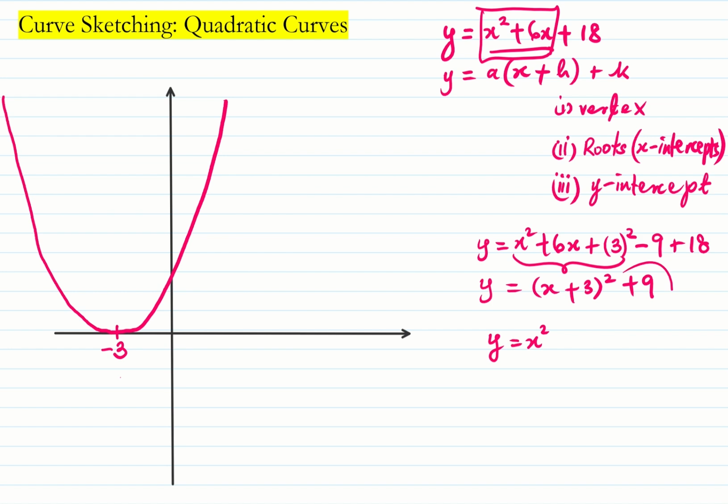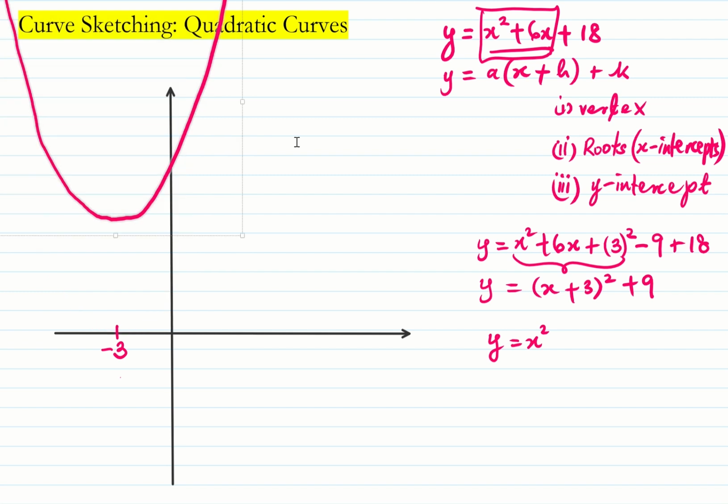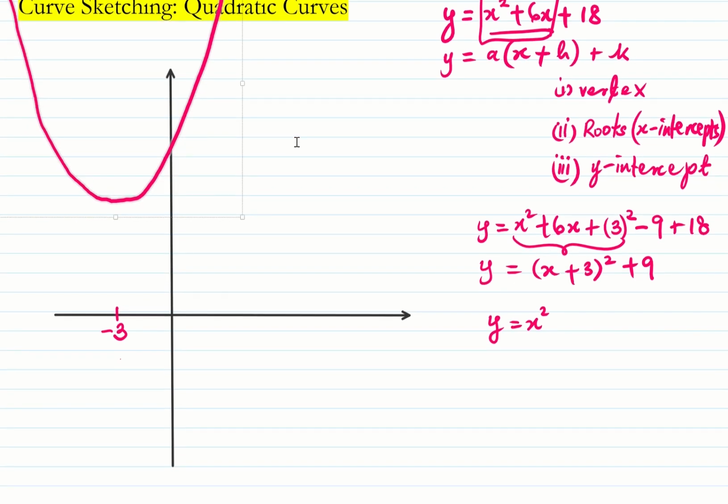All right, and then plus 9 means you move upwards 9 units. You move upwards 9 units. So if you move this, I'm just going to move it upwards 9 units. Okay. So in that case now, this one here will be 9. And this one is negative 3. All right. And we just need to maybe figure out what this is.